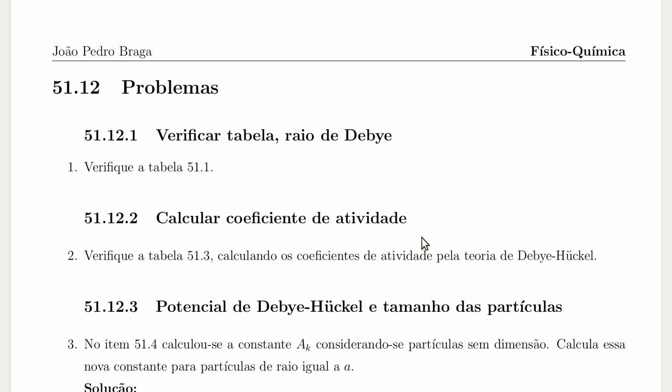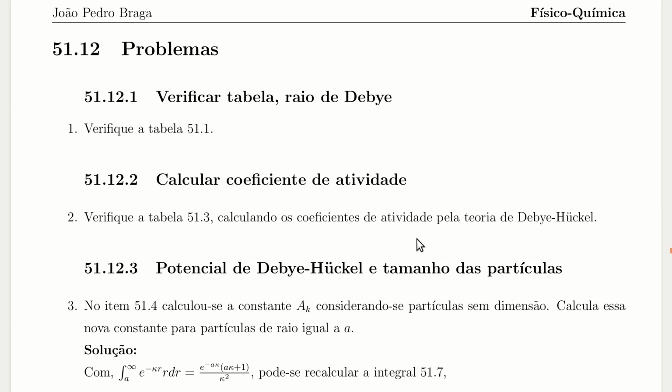There are 3 problems that I ask at the end of this chapter. One is to reproduce the table of the Debye radius. It's very simple. We have already discussed it. You just have to run that code and verify the table. And the same for table 51.3, the table with the theoretical activity coefficients by the Debye-Hückel approximation. Again, you just have to run the code that I give there.